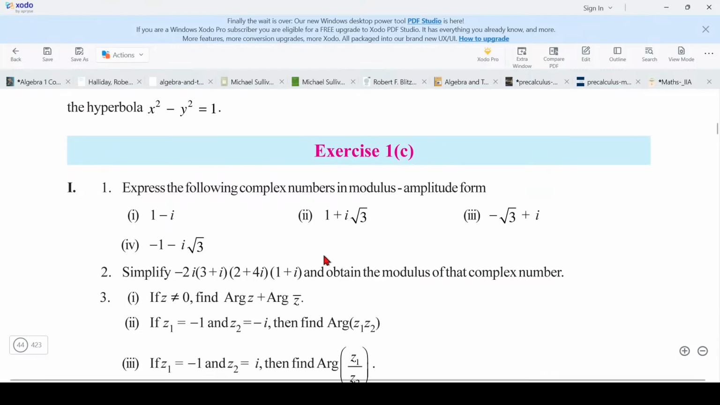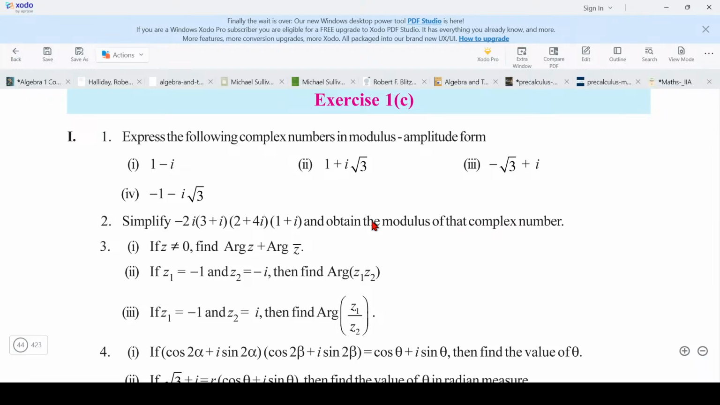Okay, so these things you can do. Now you can convert rectangular form to modulus amplitude form, right? R and theta. This one you can simplify and then convert to r theta form, right?